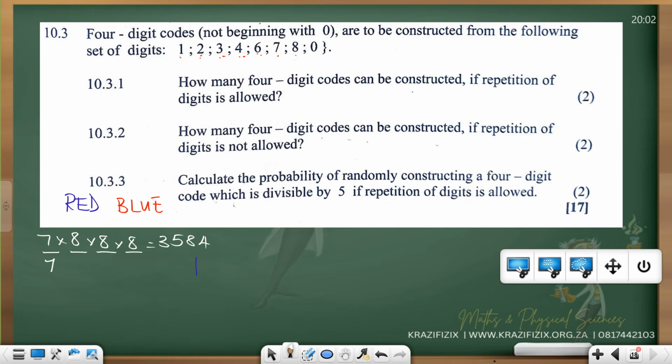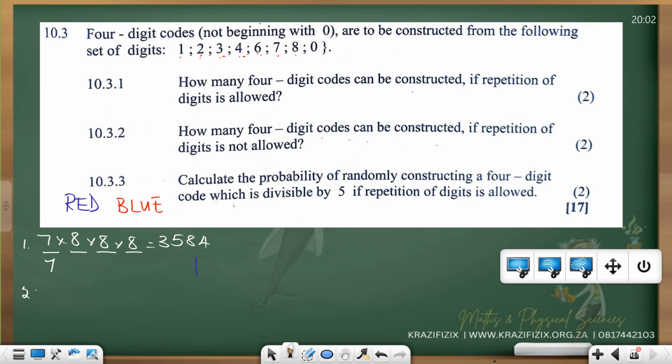3, 5, 8, 4. Number 2. How many 4 digits can be constructed if, answer that for me now, if repetition of digit is not allowed. Please remember, we still cannot start with a 0.